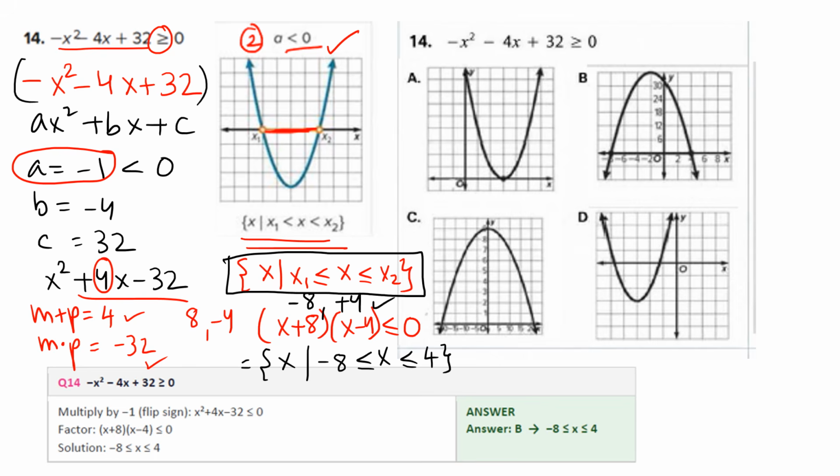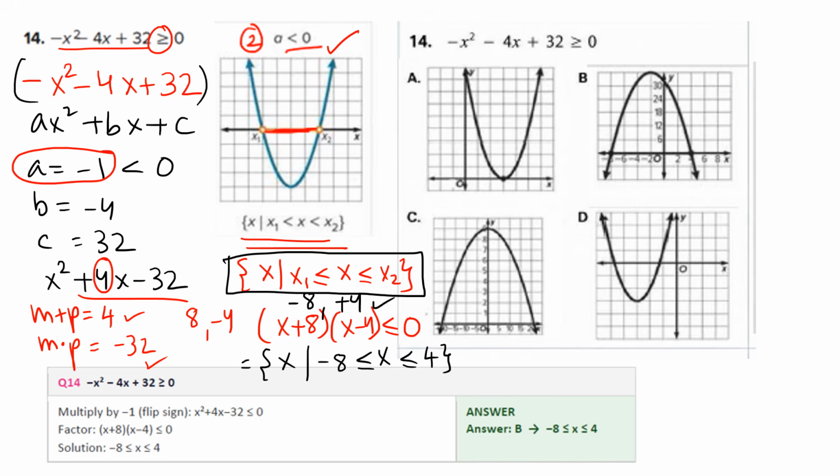Now we also have to take the test point so that we are able to shade the region. Usually we take the test point (0, 0). When I put 0, 0 for x, this is 0, this is 0. Is 32 greater than or equal to 0? Yes, it's true. So that means (0, 0) will be a part of the solution.